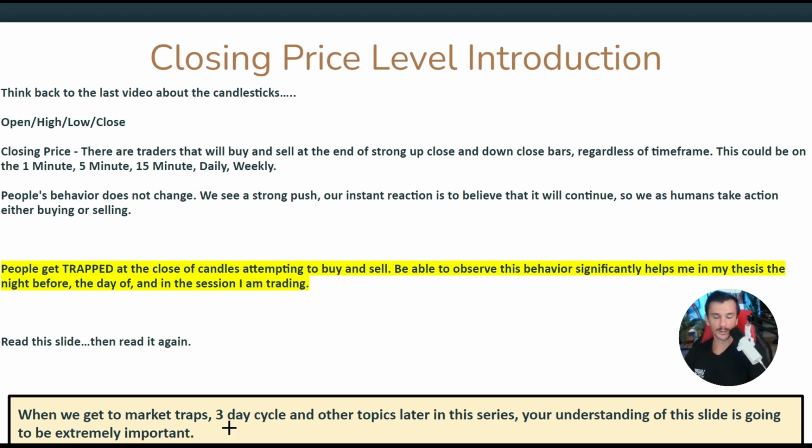When we get to the market traps, 3-day cycle, and other topics later in the series, your understanding of this slide is going to be extremely important. So again, highlighting that this is a more important slide. Really, all of these slides are important, but make sure you review this one a couple times and truly understand what I'm saying. Maybe even go back to your charts. Go back to your charts, look for those really strong up close, down close candles, and when they reverse, are they letting those people out?